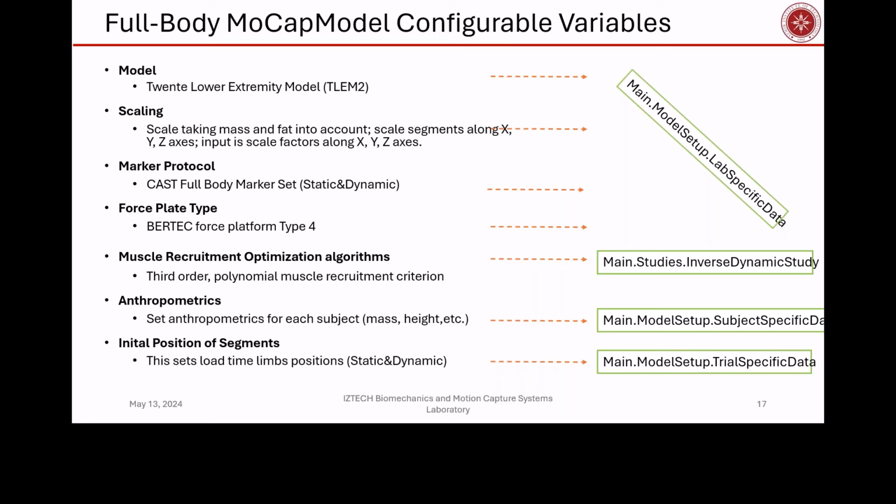The marker and ground reaction force data are filtered to eliminate the noise. As the muscle recruitment optimization algorithm, a third order polynomial muscle recruitment criterion is used. Anthropometrics of subjects and position of segments are used to set the initial position and orientation of the segments.